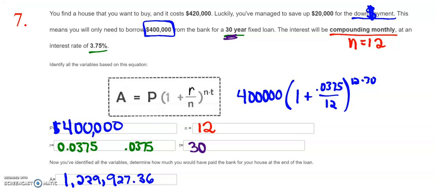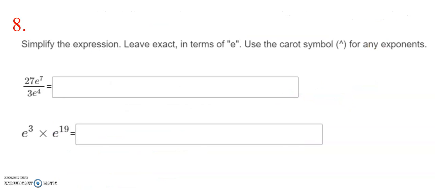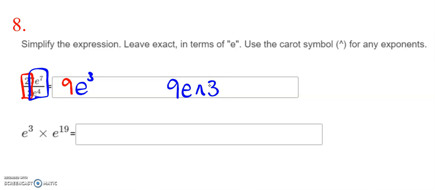Number 8. Simplify the expression, leave exact in terms of e. Use the caret symbol for any exponents. So here we want to look at our constants. 27 divided by 3 is 9. And then e to the 7th divided by e to the 4th, because they have the same base, you're just going to subtract the exponents. So when you typed it in, it should have been 9e^3. This one, when we multiply with the same base, we just add across. This will be e^22, because 19 plus 3 is 22.